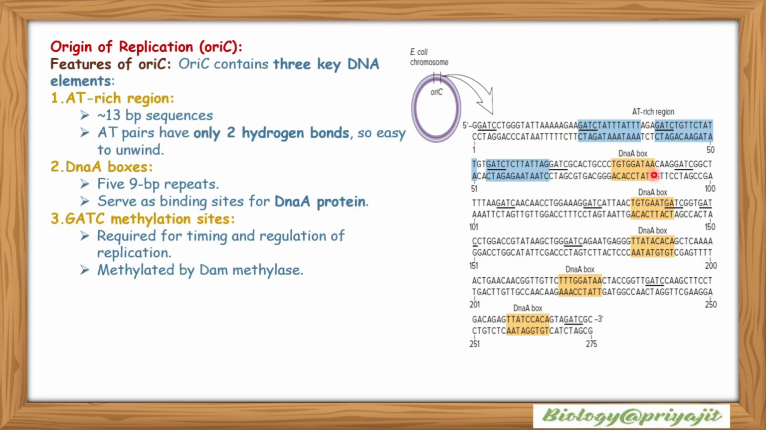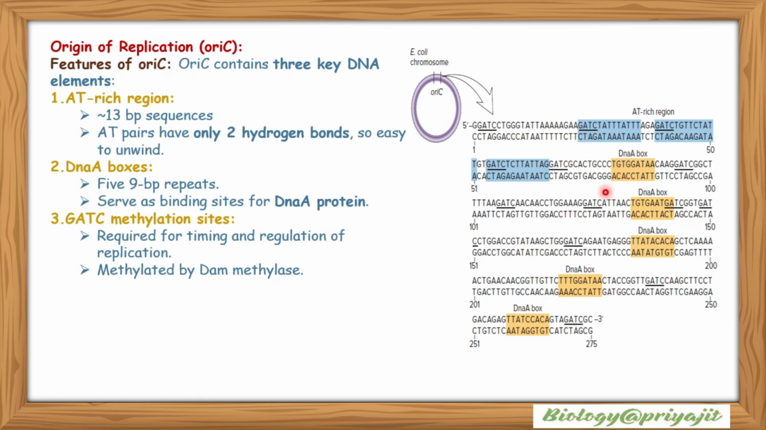Second one is the DnaA box. The yellow colored boxes are the DnaA boxes. There are 5 DnaA boxes within the oriC region, and each DnaA box contains 9 base pair repeats, and it serves as the binding site for the DnaA protein. From the name of the DnaA protein, the sequence has been designated as DnaA box.